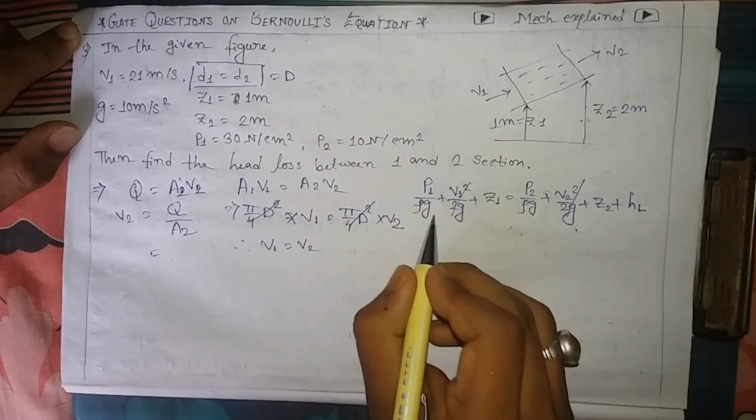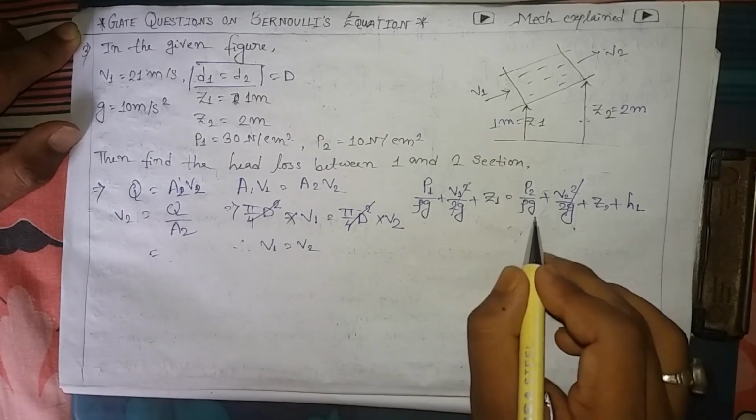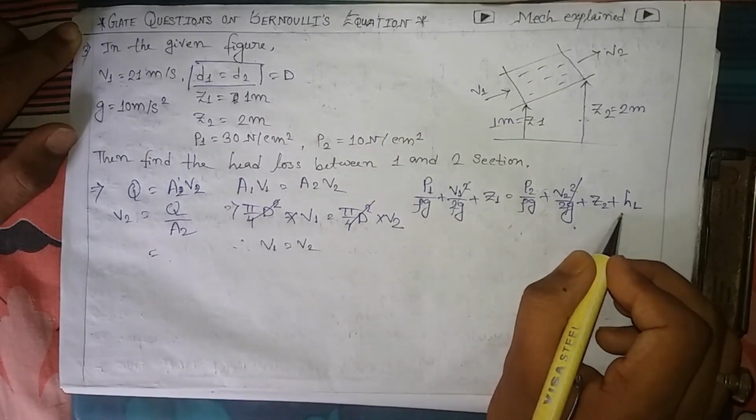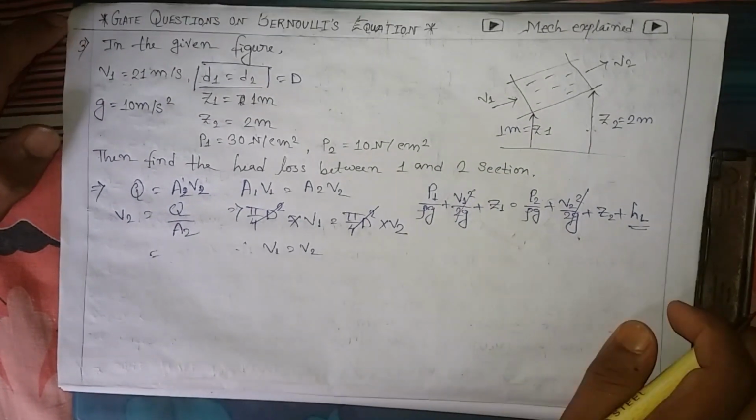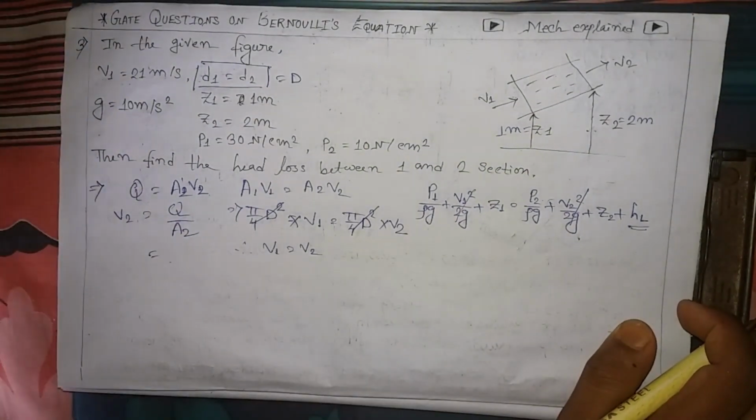You just have to put P1 by rho g plus Z1 equals P2 by rho g plus Z2 and you will get the value of HL, okay? These small terms you have to concentrate on while reading the questions, okay?